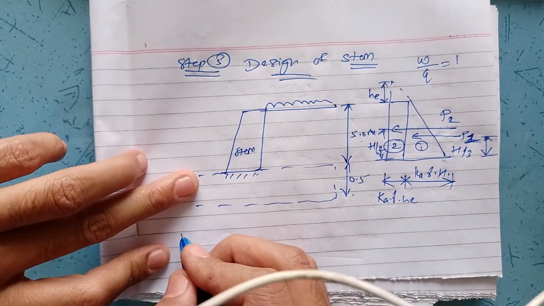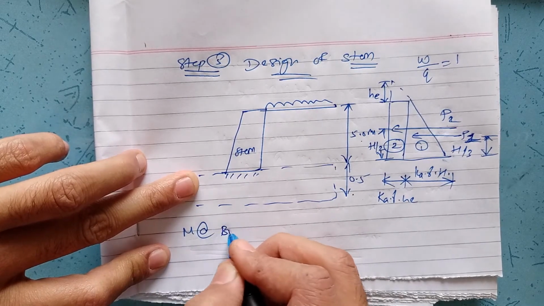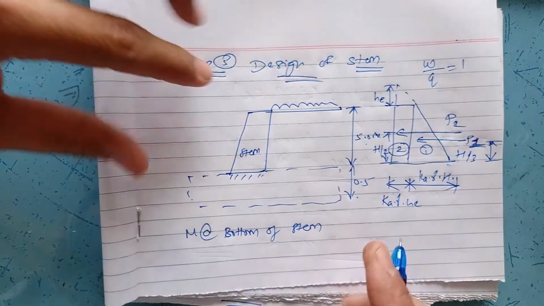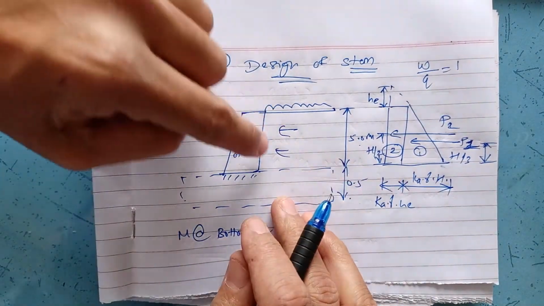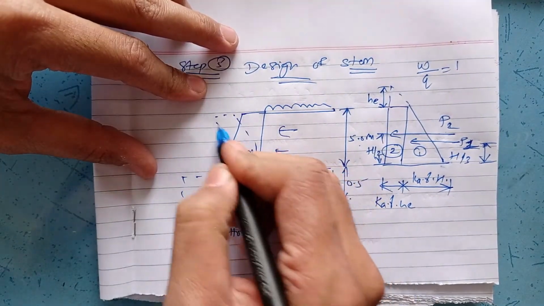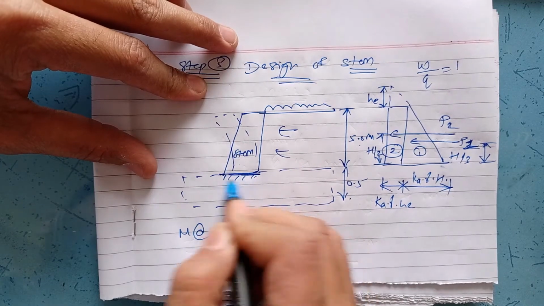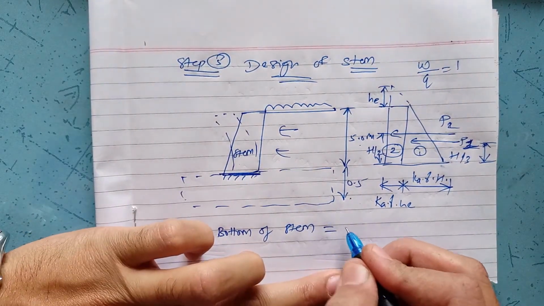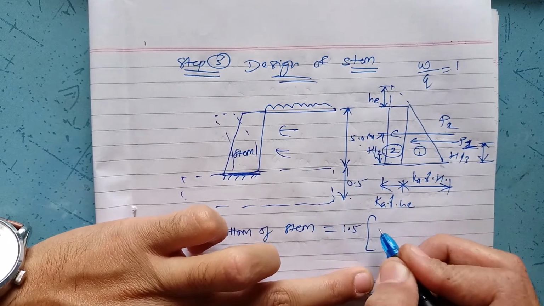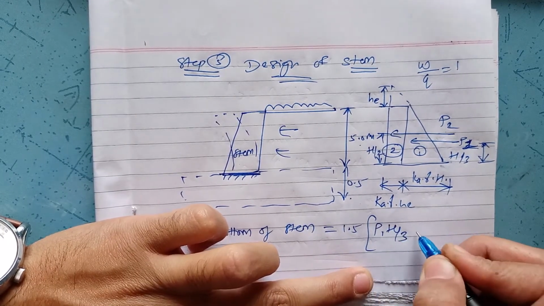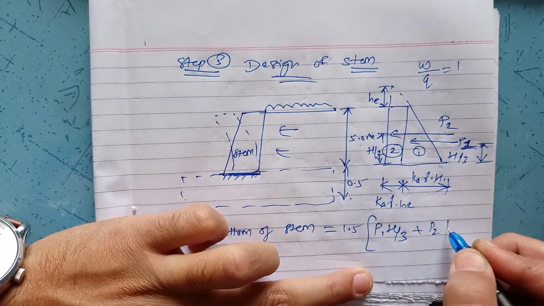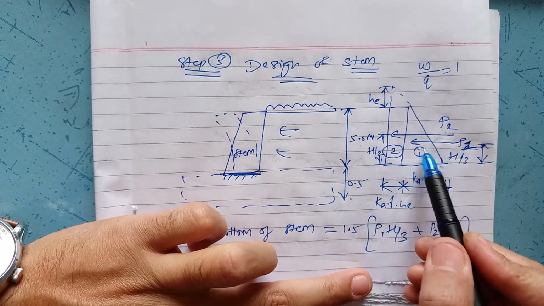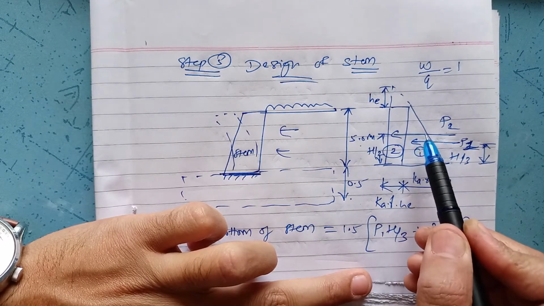Now moment about the bottom of the stem, because this lateral pressure will tend to move this retaining wall in this manner, and hence moment will be occurring at this bottom portion, and hence moment about this bottom will be 1.5, as we are factoring, P1 into h by 3 plus P2 into h by 2. P1 is due to this triangular component, P2 due to this rectangular component.